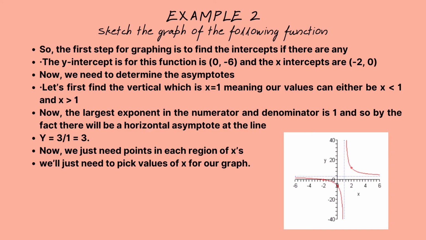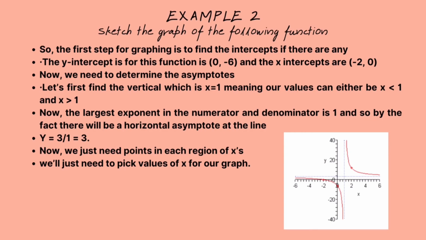So the first step for graphing is to find the intercepts if there are any. The y-intercept for this function is (0, -6), and the x-intercept is (-2, 0). Now we need to determine the asymptotes. Let's first find the vertical one, which is x equals 1, meaning our values can either be x less than 1 or x greater than 1. Now the largest exponent in the numerator and denominator is 1, and so by the fact, there will be a horizontal asymptote at the line y equals 3/1 = 3.